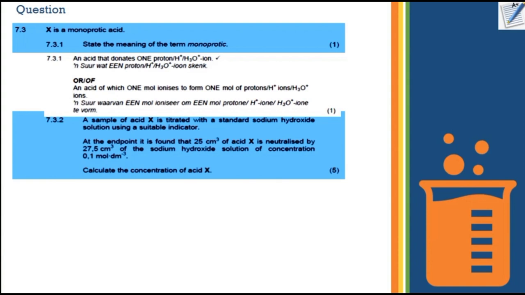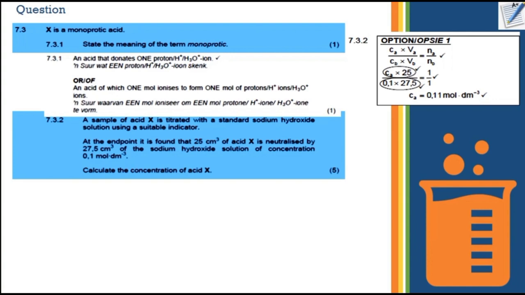Now, getting back to this question, how do we proceed? Well, the first option is we take that titration formula. You remember we had CA times VA over CB times VB is equal to the number of moles of the acid over the number of moles of the base. We're looking for the concentration of the acid. There we have 25, we are given that value, in cubic centimeters. There we have 0.1 mole per cubic decimeter for that concentration. We're given that. There we have 27.5. We're given that. And our mole ratio is 1:1. And so our concentration now amounts to 0.11 mole per cubic decimeter.